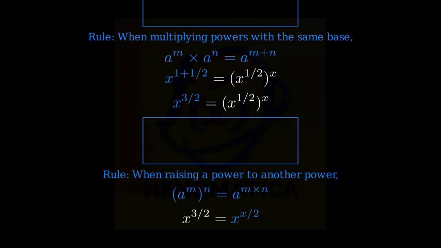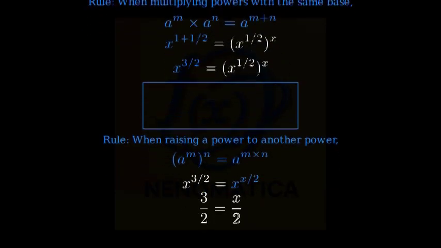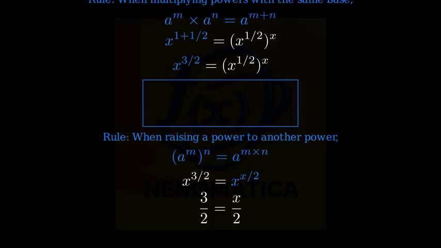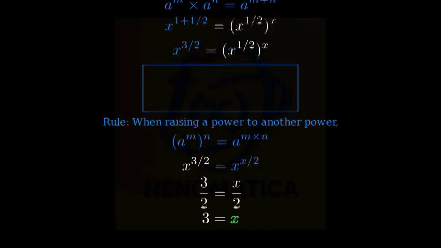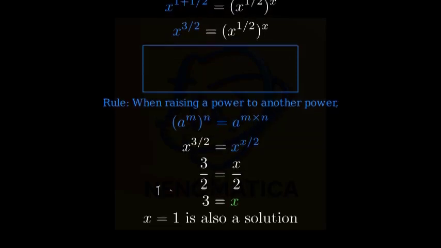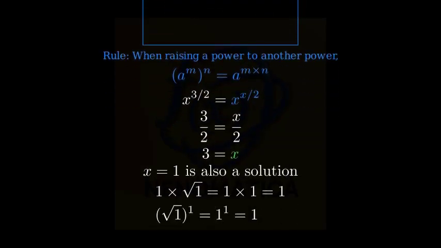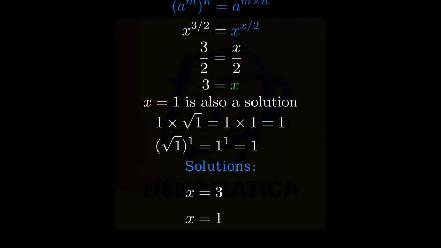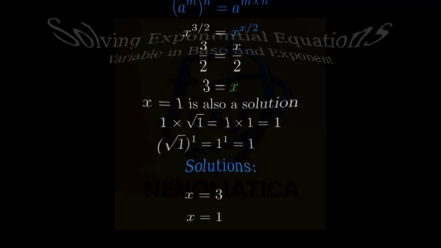Now, we have a simplified equation: x to the power of 3/2 equals x to the power of x over 2. Since x is greater than 0, the bases are the same, so the exponents must be equal. Let's solve for x by multiplying both sides by 2. Therefore, x equals 3 is our solution. However, as noted in the original problem, x equals 1 is also a solution. We can verify this by substituting x equals 1 into the original equation. In summary, we found that x equals 3 and x equals 1 are both solutions to the equation x times the square root of x equals the square root of x raised to the power of x.